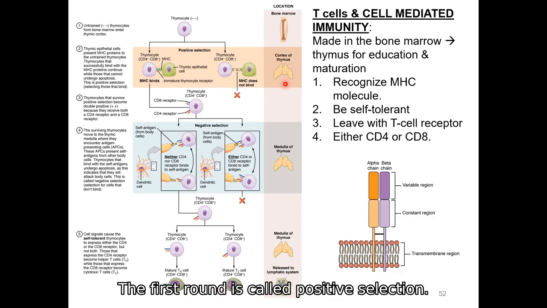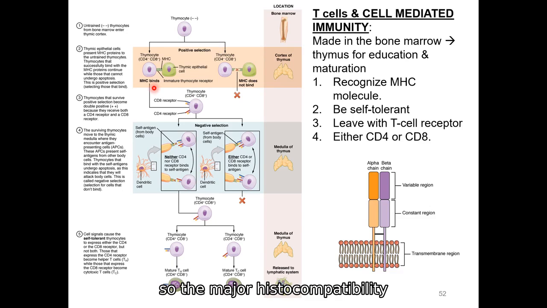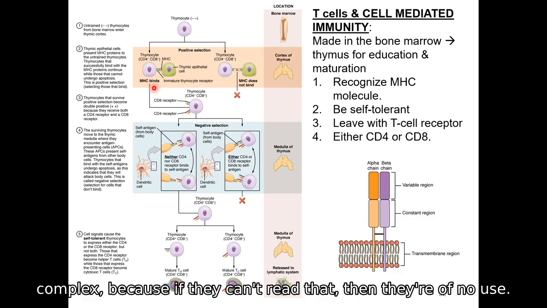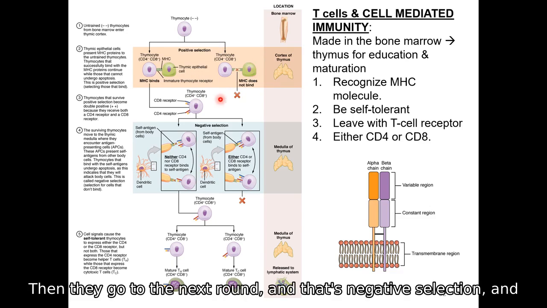The first round is called positive selection. They need to be able to recognize the self barcode, the major histocompatibility complex, because if they can't read that, then they're of no use. And if they don't recognize that, then they go through apoptosis. Then they go to the next round, and that's negative selection.